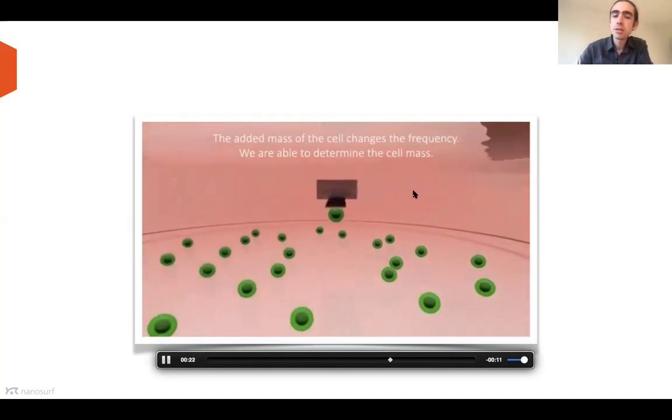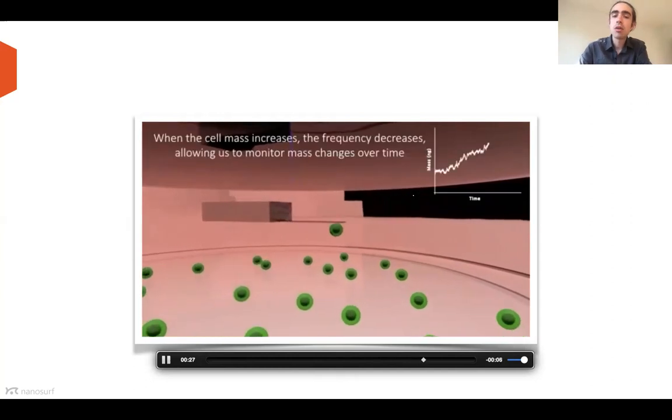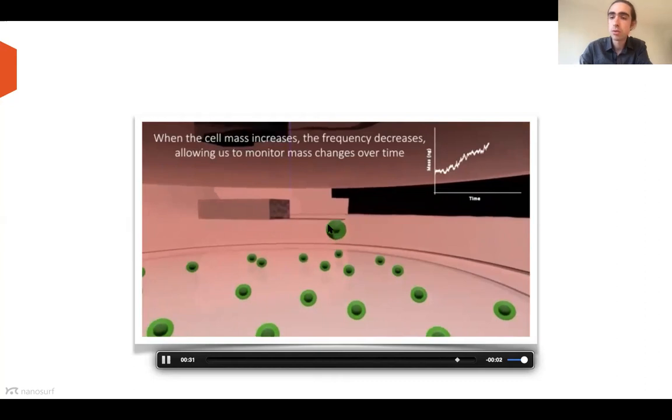Now we measure the resonance frequency again after we have picked up the cell and see how this resonance frequency is changing over time as the cell is, for instance, here growing. Now the cell sticks to the cantilever as we have before coated it with a sticky protein.